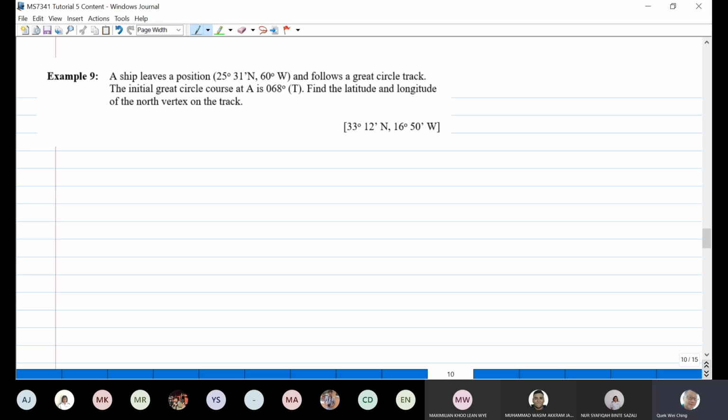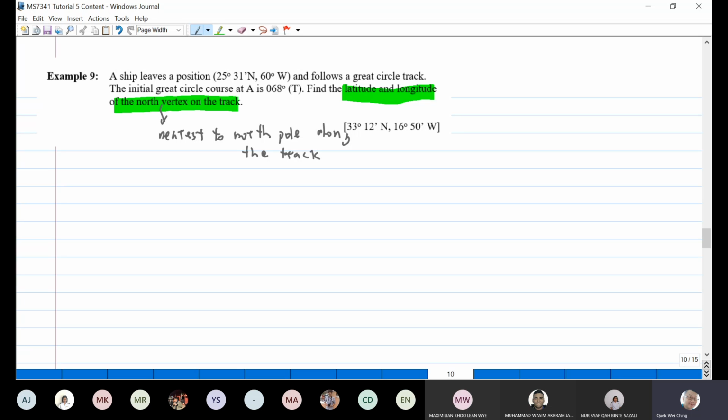So as I mentioned, what is meant by north vertex? Find the latitude and longitude, that is, the position of the north vertex of the track. The north vertex is the point nearest to the North Pole along the track.